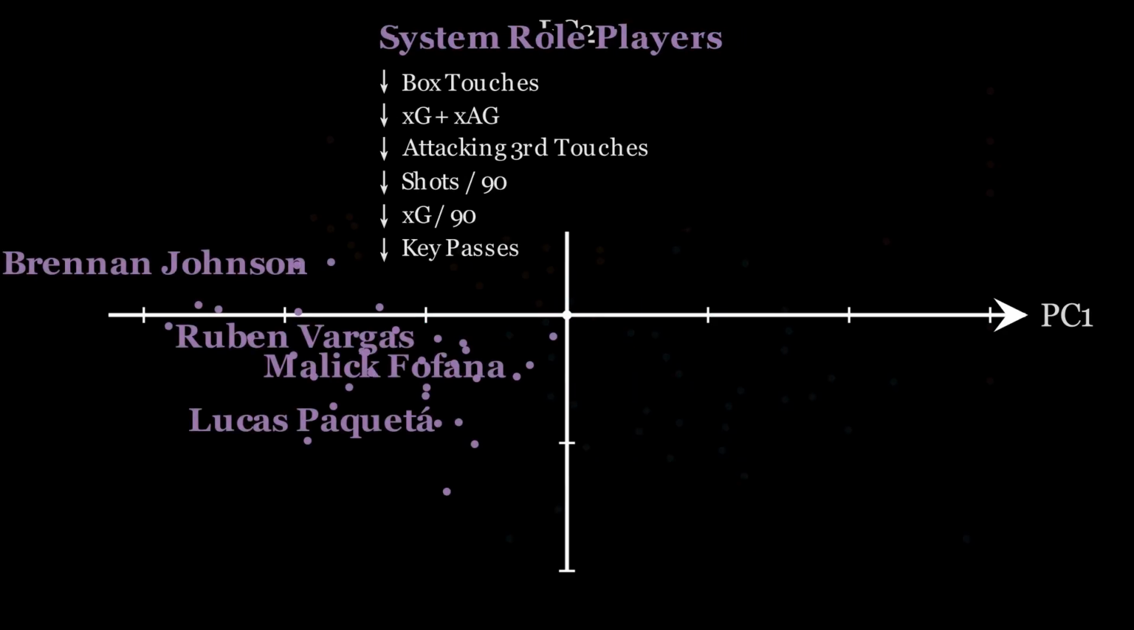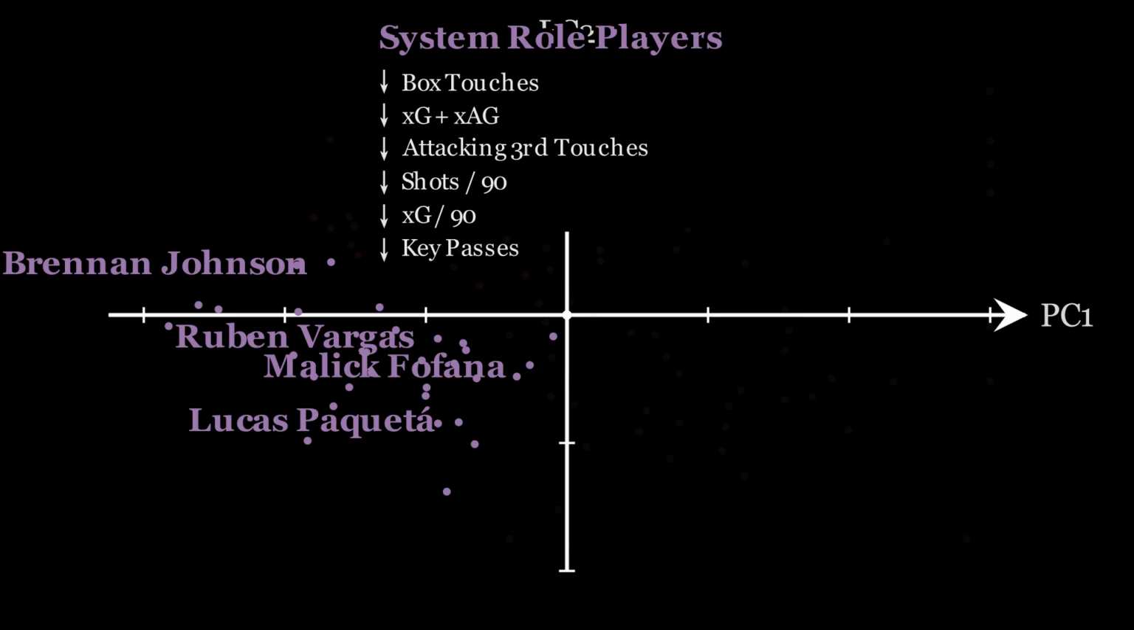Finally, we have the system role players. They aren't extreme in any one direction compared to other clusters, which usually means they play a very specific role in their team's structure. They're still valuable, they just don't dominate the stat profile in the same way as the others.